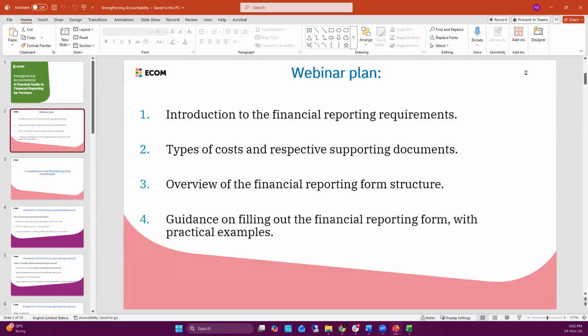This will be our webinar plan for today. We will look through the introduction to the financial reporting requirements. We will discuss the types of costs and respective supporting documents. We'll overview the financial reporting form structure, and then we will fill out the form itself, which will serve as an example of how you will need to do it at your end when you report to us by the end of your project.